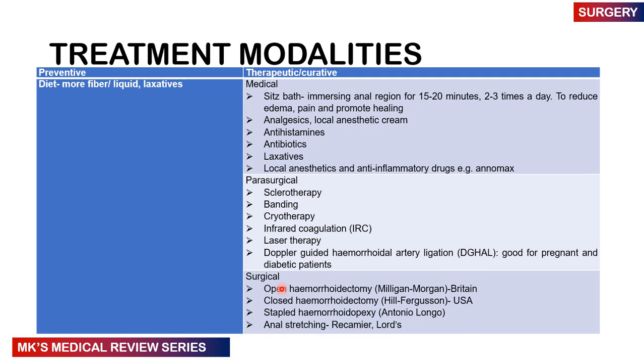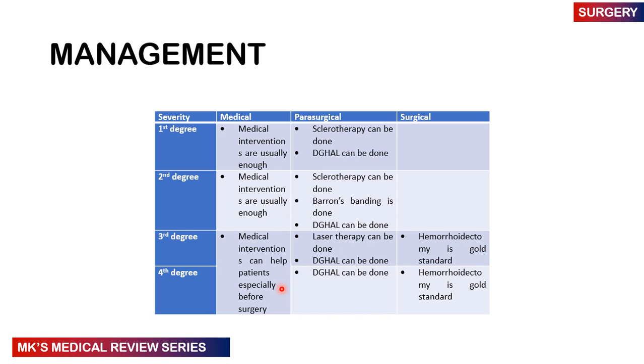Now, why am I mentioning this? It's because you can actually tailor the treatment based on the degree of severity. So remember, first degree, they haven't yet prolapsed. This person is just bleeding. So medical interventions are usually just enough. You're increasing the fiber diet, you're increasing use of laxative, avoiding constipating foods, and sometimes a sitz bath. This can just be enough. We can also offer parasurgical treatment where we can give them sclerotherapy. We can also use the Doppler-guided hemorrhoidal artery ligation.